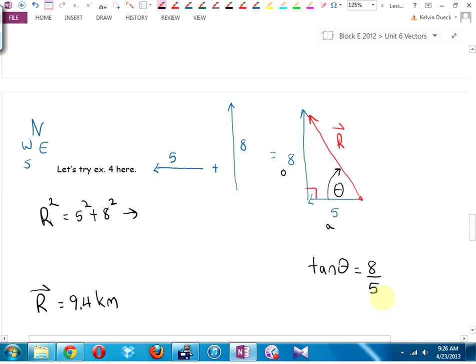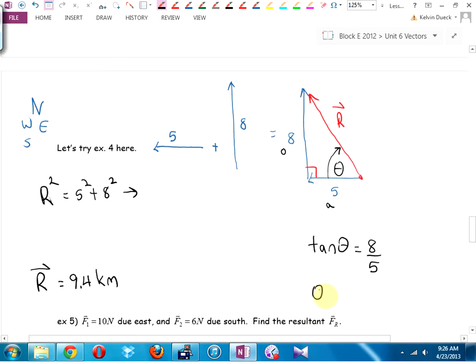How do I find an angle using my calculator? Inverse button. So I'll write that in my notes so you know what we did. We said that theta is the inverse tan of 8 divided by 5. Can you find that angle for me, please? Sorry? 58? So here's how we write it. 58 degrees, that gives us the magnitude of the angle, but not the direction of the angle. And this is what kids have trouble with.